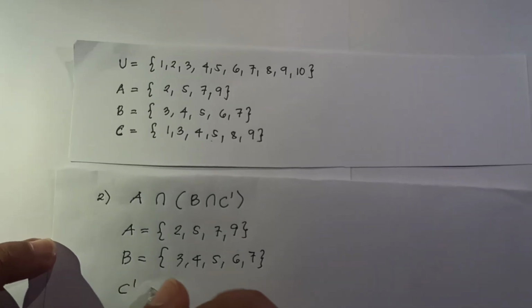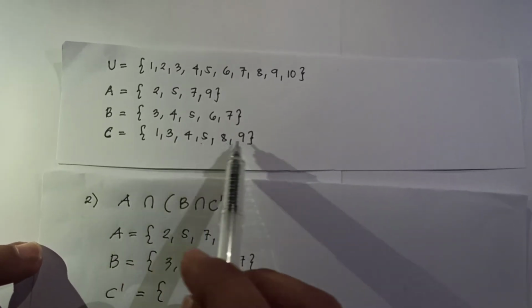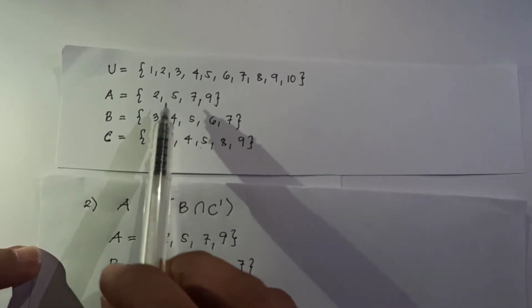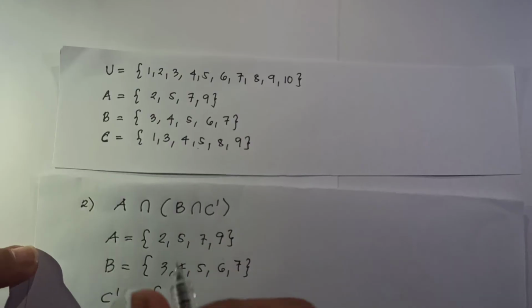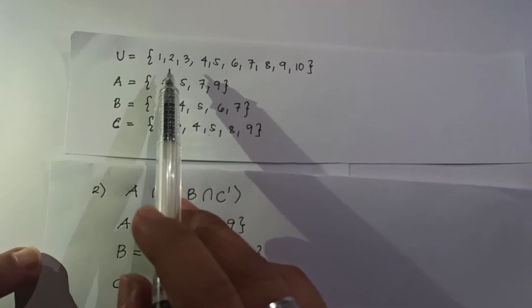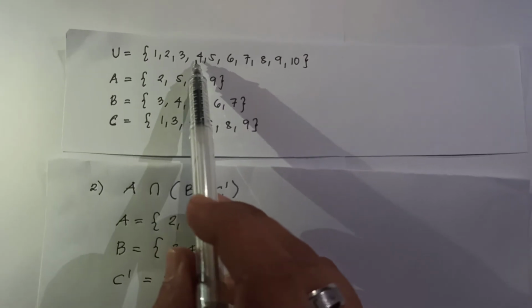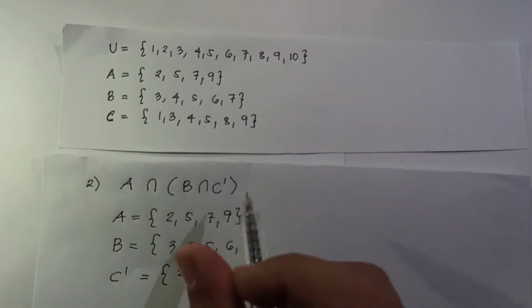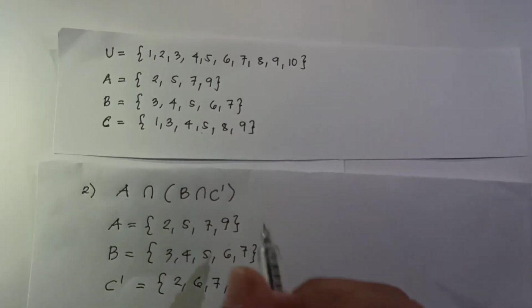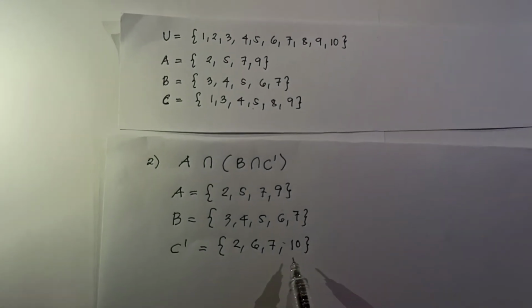Next is C complement. So ano ba ang wala sa meron sa C? So 1, 3, 4, 5, 7, 8, 9. So ating isusulat ang wala sa C, based on universal. So 2. Okay, 2 is not found here, so 2. Next, okay, 3 meron, 4, 5, 6 wala. 7, wala. 8 and 10. So therefore, this is C prime: 2, 6, 7, and 10.